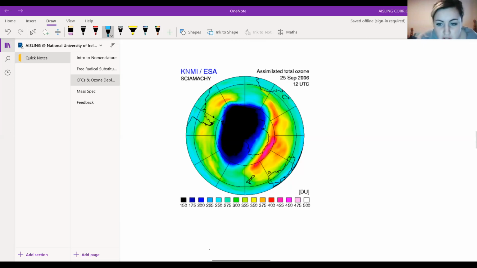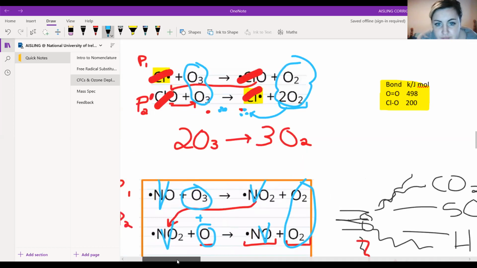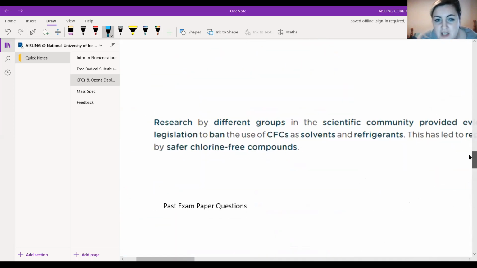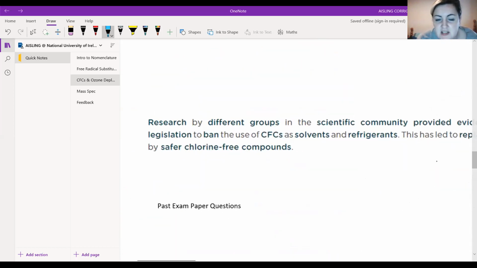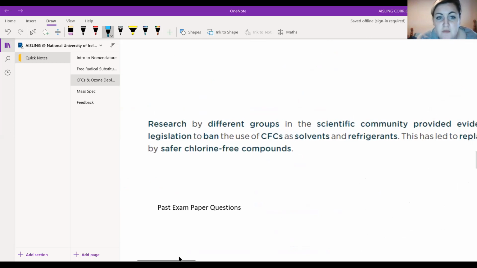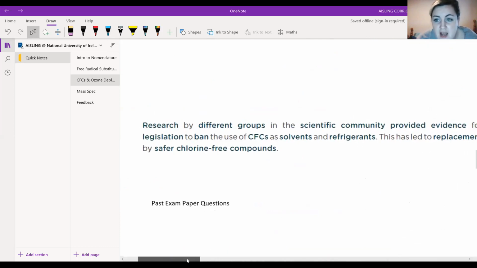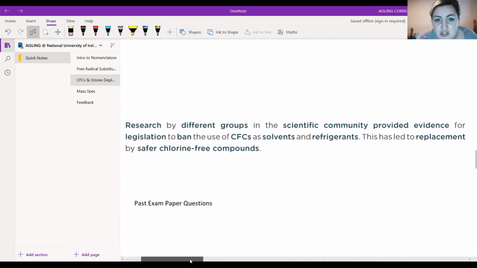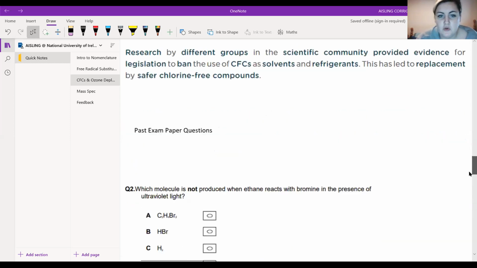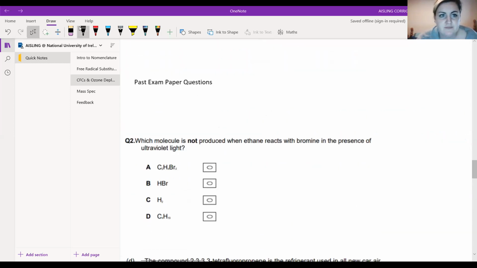So what we're going to do now is look at some past exam papers, okay, and hopefully condense all this together. I have a nice little sentence here that summarizes my babbling. Research by different groups in the scientific community provided evidence for legislation to ban the use of CFCs as solvents and refrigerants. This has led to replacement by safer chlorine-free compounds and HCFCs. So let's go to our past exam paper questions.